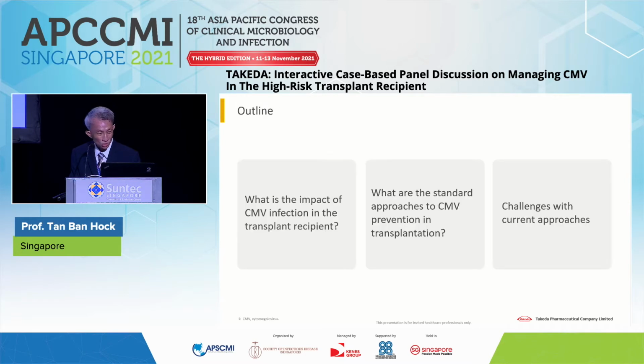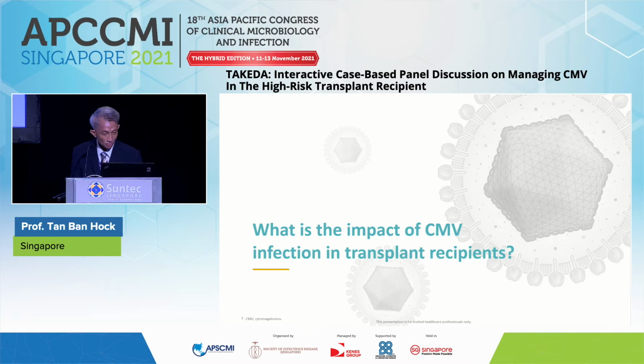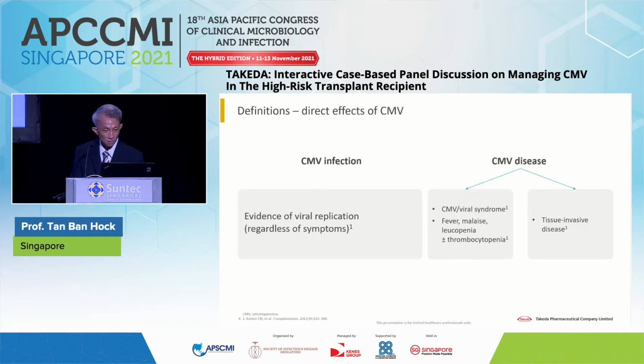These are my disclosures, and this is the lecture outline. So what is the impact of CMV on transplant recipients? As we know, there are direct and indirect effects of CMV on the patient. The direct effects, we divide them into infection and disease, and so a few definitions are in order. Infection just refers to evidence of replication, regardless of symptoms. Disease we divide into two categories.